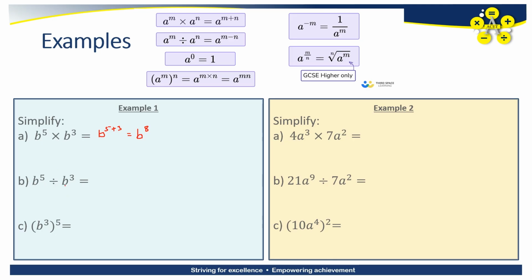Equally, if I've got a division, then we're just doing the opposite. My bases are the same, so instead of adding these powers, we are subtracting these powers. So I'm going to go 5 take away 3, and that gives me b to the power of 2.